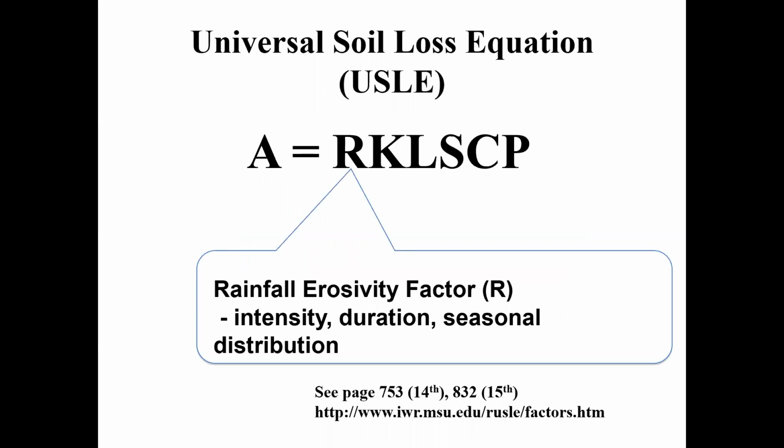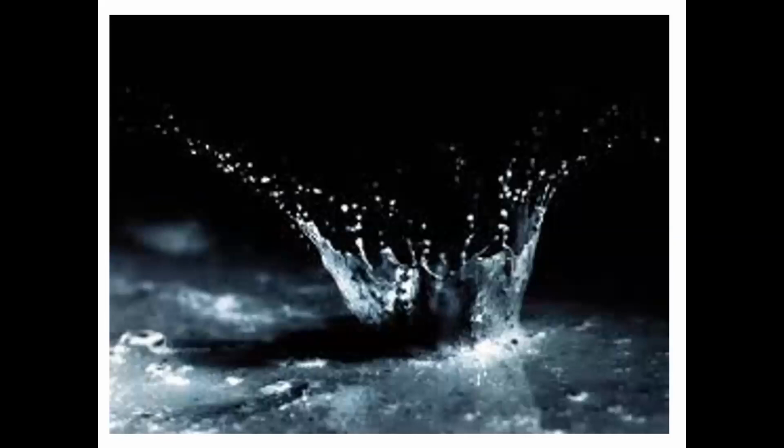So the first part of the model is the rainfall erosivity factor. Obviously the more rain we have, the more velocity we have for displacing particles. So areas that have intense rainfall are going to have more susceptibility to erosion than arid climates.